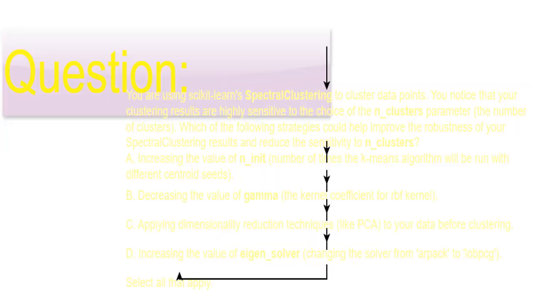I see you're using SpectralClustering, spectral clustering. Let's figure out which methods will help make the results less dependent on how many clusters you select. It's like trying to improve a recipe so it tastes great even if you change a small ingredient amount.